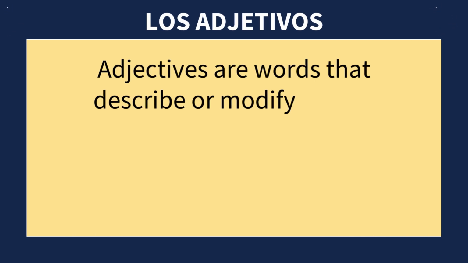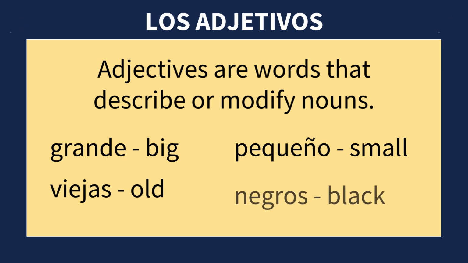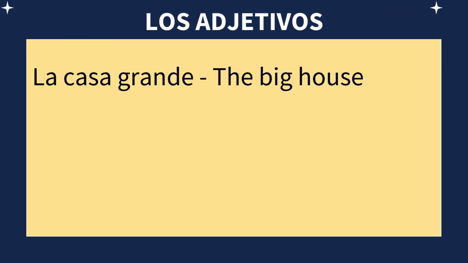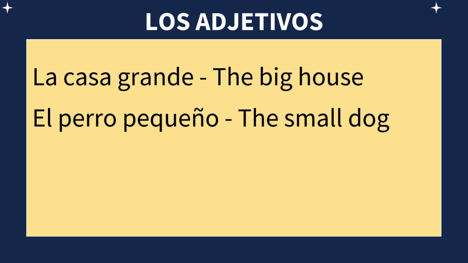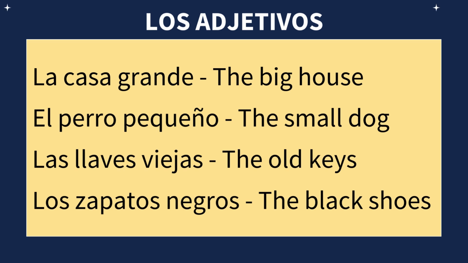We then have adjectives, los adjetivos. These are words that describe or modify nouns. For example, grande, big, pequeño, small, viejas, old, negros, black. Spanish adjectives have to agree in gender and number with the nouns they describe. In English, adjectives do not change, but in Spanish, it's important to modify them based on the noun. Taking our noun examples, la casa, grande, el perro, pequeño, las llaves, viejas, los zapatos, negros.